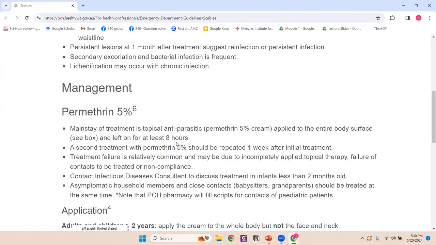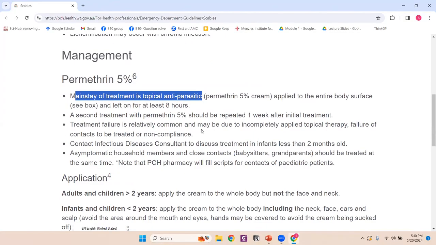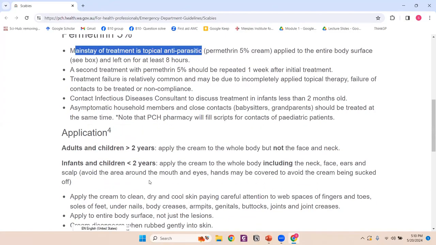So the management mainstay is your topical antiparasitic, which is your permethrin cream. There's a way of applying that for different types of scabies. For adults and children over 2 years, you apply it to the whole body, not to the face. For infants and children less than 2 years, you include the neck, face, ears, and scalp.